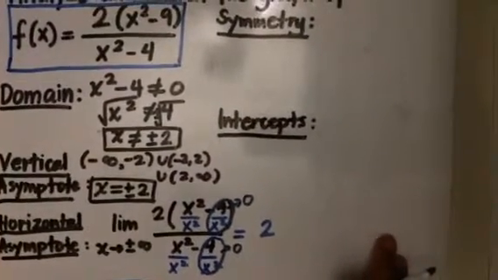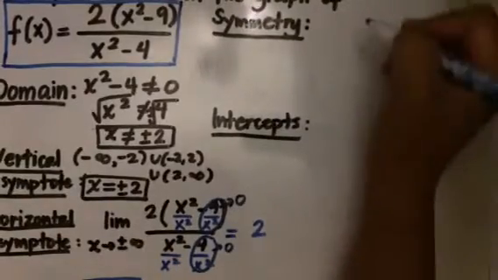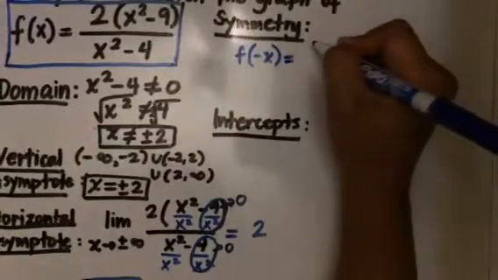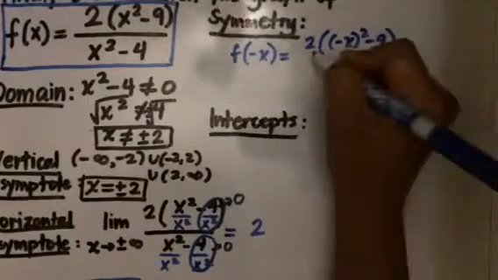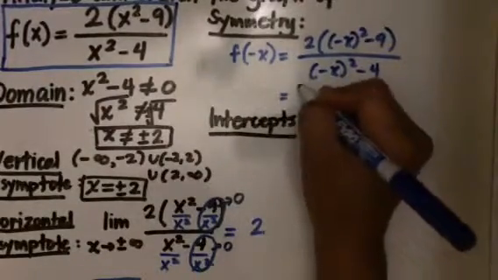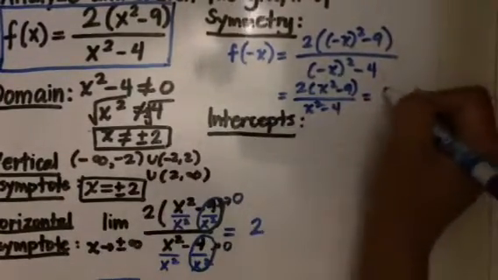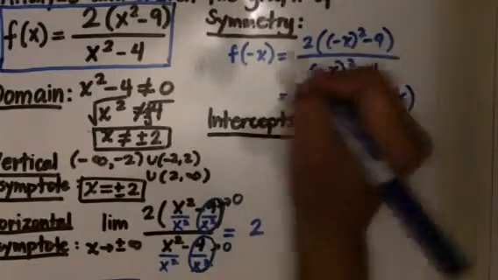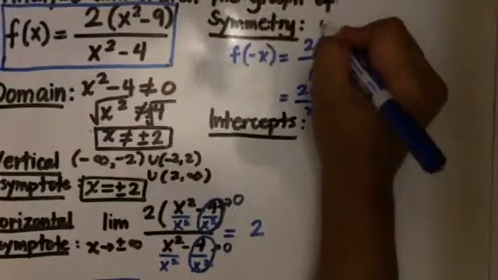Next would be finding any symmetry. So to find symmetry, we replace each x with negative x and see the result. So if I replace each x with negative x, since all the x's are being squared, it will be simplified to the original function. So it goes back to its original function, which means it's even. The function is even. And so there would be a symmetry about the y-axis.